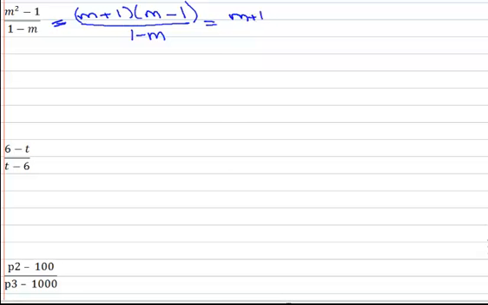We see that we like to have that variable first, so I'm going to rewrite the denominator. So the variable is first. So we get negative m plus 1. Still doesn't look the same. So now I see I've got a negative out here, so I'm going to factor that negative 1 out. Again, I'm taking the numerator with me.